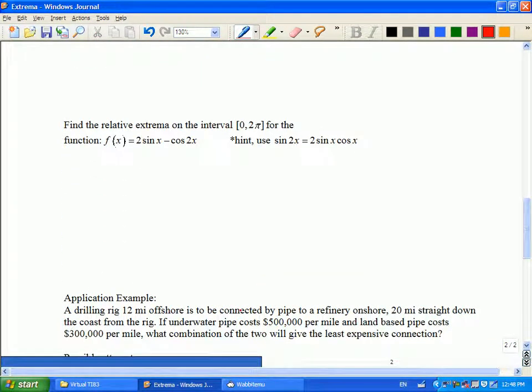Okay, so find the relative extrema. This time we're doing the same process with a trig function. I know it's always one of those things, so I'm giving you a little hint here to make sure that the math doesn't trick you up. But just see if you can get through this process of finding the extrema on 0 to 2 pi.